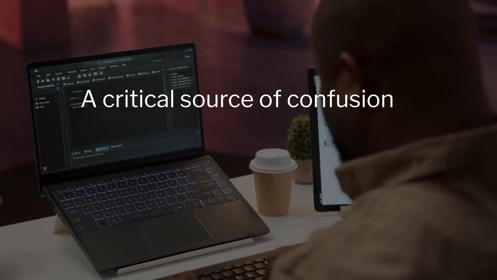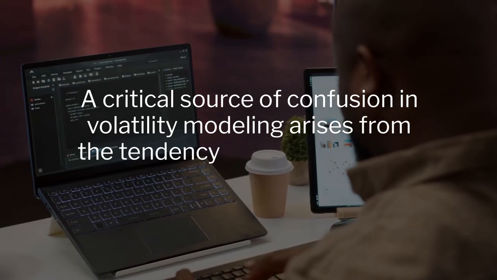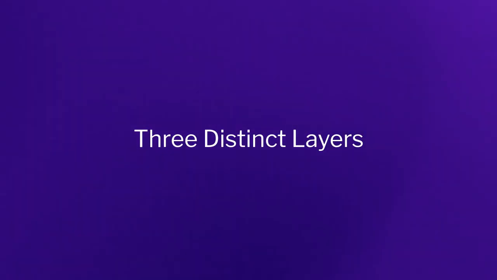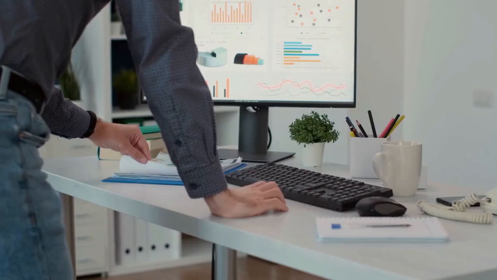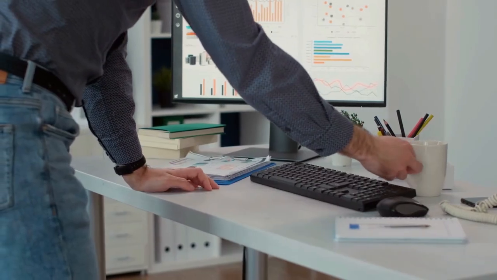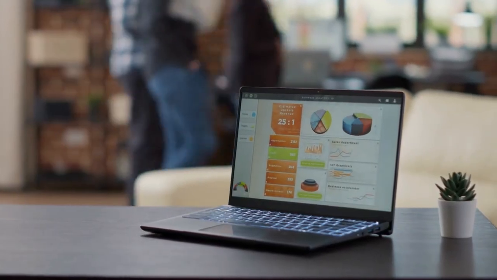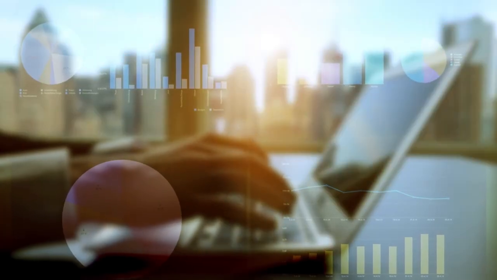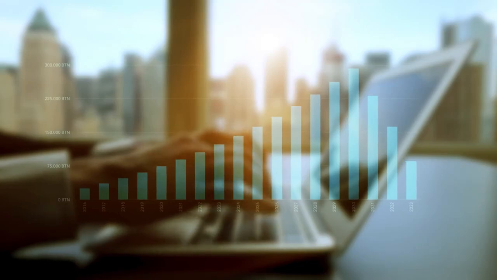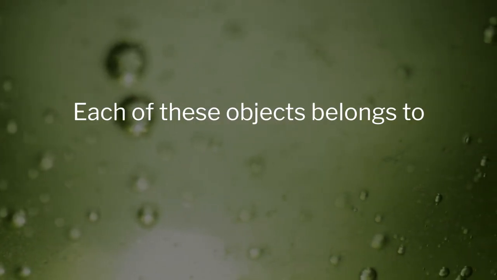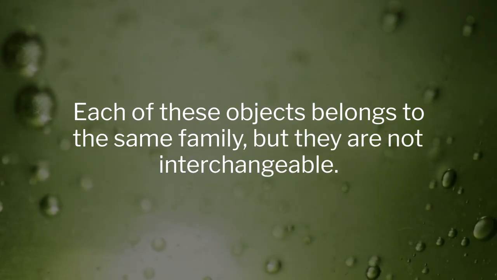A critical source of confusion in volatility modeling arises from the tendency to treat volatility as a single, monolithic concept. In reality, it refers to at least three distinct layers. First, there are observed returns, the actual price changes that occur over a given period. Second, there is the latent conditional variance process that GARCH seeks to model, which is inferred from those returns. Third, there are positive valued volatility proxies, such as realized variance or range-based estimators, constructed from high-frequency or intraday data. Each of these objects belongs to the same family, but they are not interchangeable.